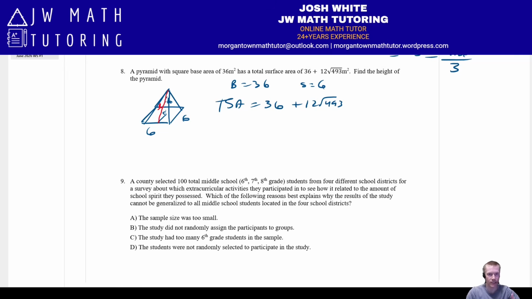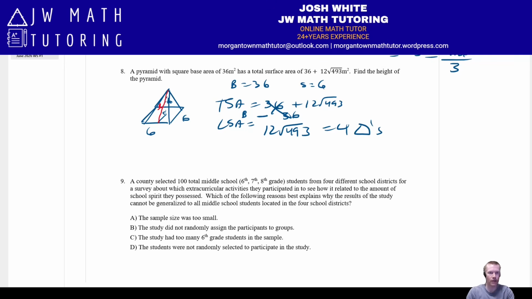Now, to get the lateral surface area, which is just the surface area of the 4 triangular faces, I'm going to take this total surface area and subtract the base area of 36 from it. So notice what happens: these cancel out. The lateral surface area is just this term, 12 root 493. So that's the area of 4 triangular faces.